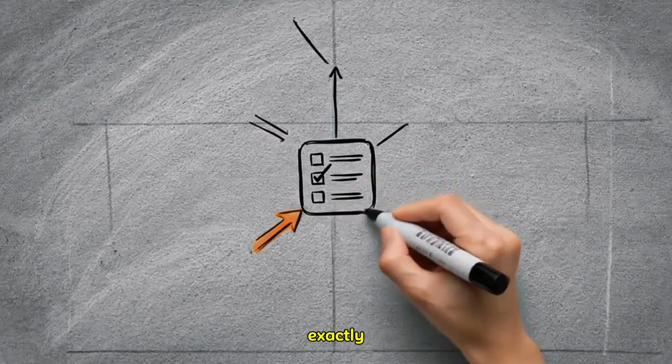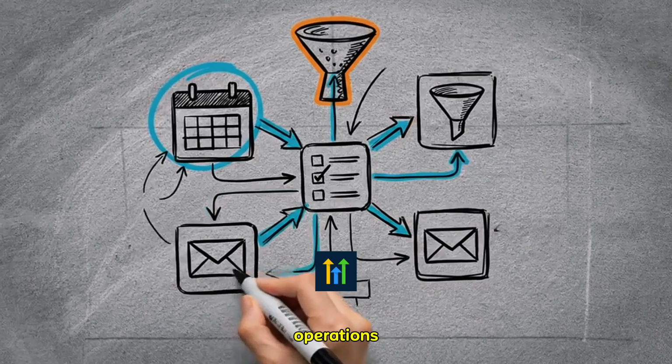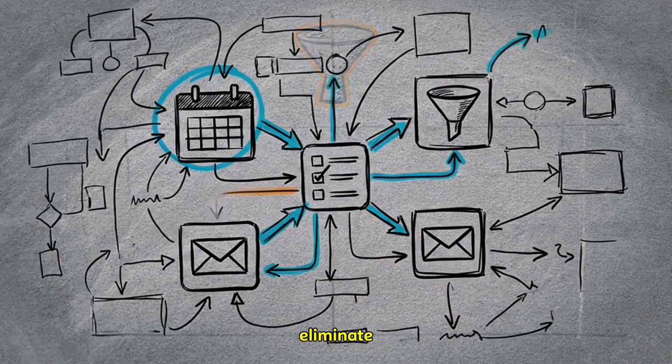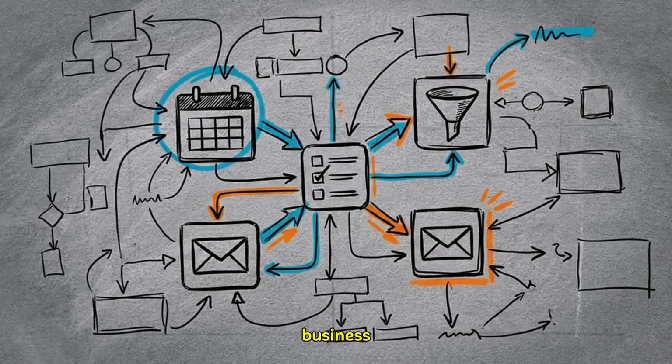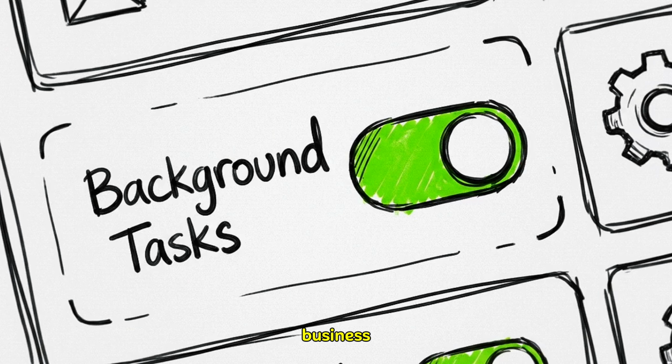There are exactly 10 distinct methods inside GoHighLevel that streamline your operations so aggressively they eliminate the traditional bottlenecks of growing a business. By the time we finish this list, you will have the architecture for a fully automated 24/7 business system that handles your manual tasks in the background.